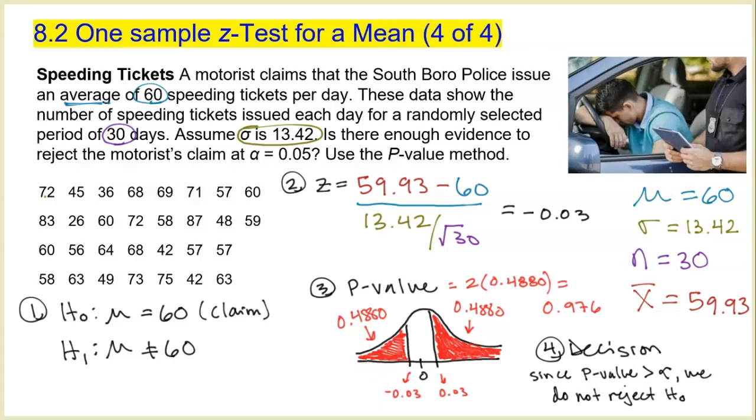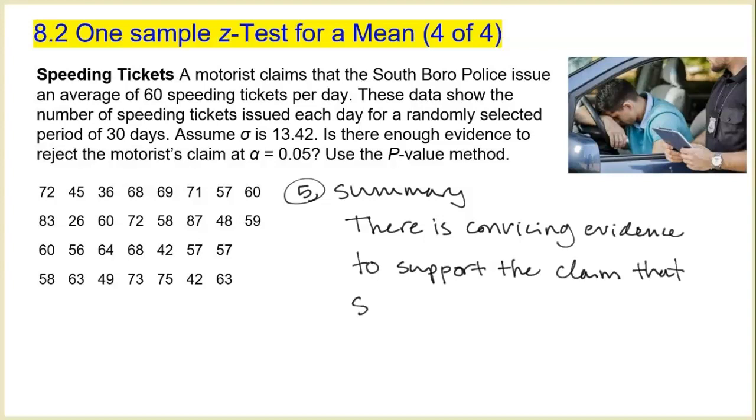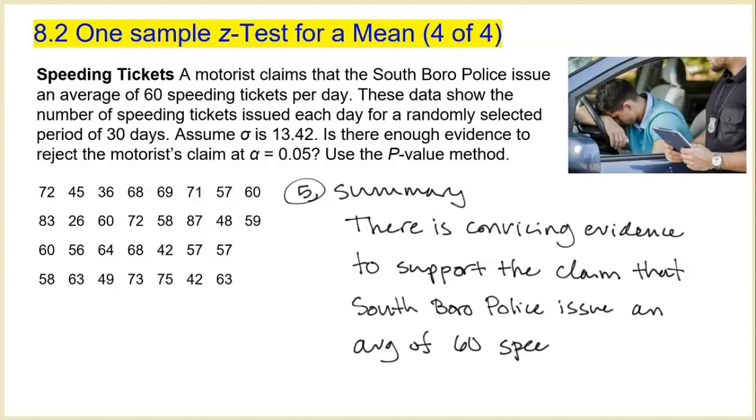So in this case, because we have that large p-value, we do not reject it, and then our summary this time, we can say there is convincing evidence to support the claim because our claim was the null hypothesis. So there is convincing evidence to support the claim that the Southborough Police issue an average of 60 speeding tickets. And then we look at the question here, is there enough evidence to reject the motorist's claim at this alpha? No, there's not enough evidence, because here we're supporting that claim based on the p-value method, based on the results from the survey that we conducted, or the test that we conducted.